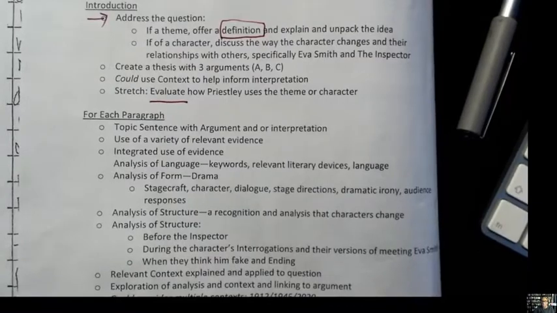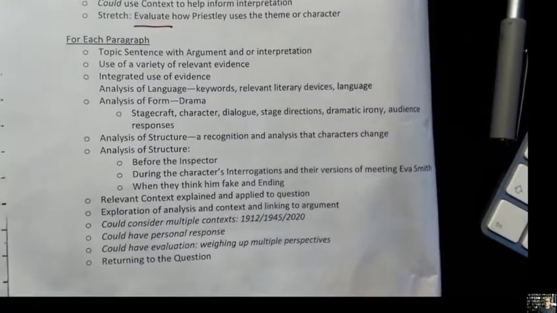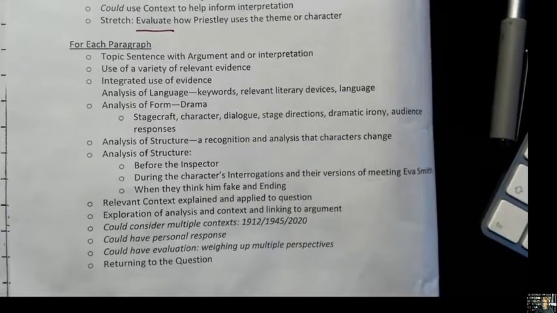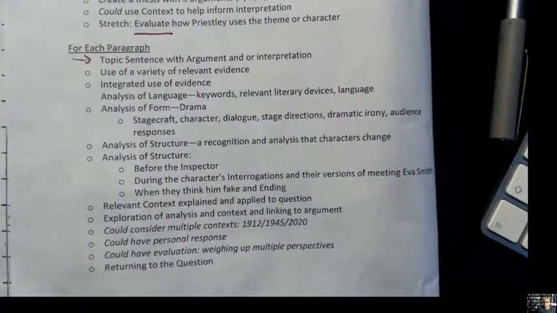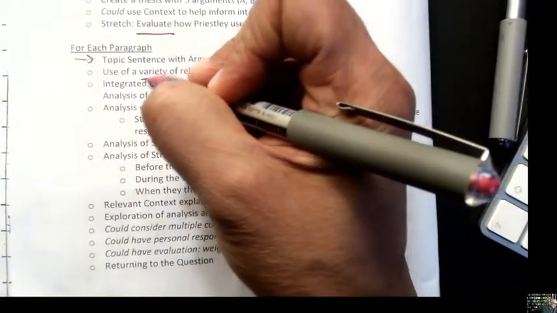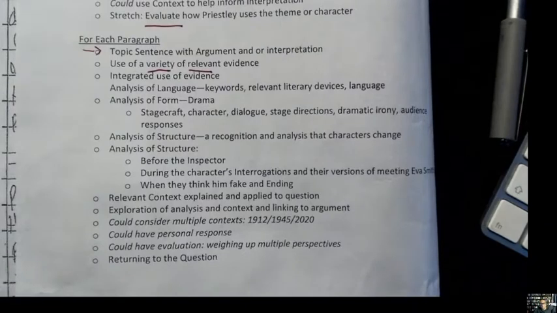Okay, so from there, we have three paragraphs I'm looking for. And what each one should have is something like the topic sentence or your interpretation, and a variety of relevant evidence. So we want to use unusual, different evidence. It's got to be relevant. Relevant means it links to the theme or the character. It can't just be random quotations.